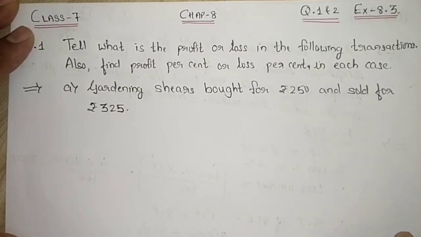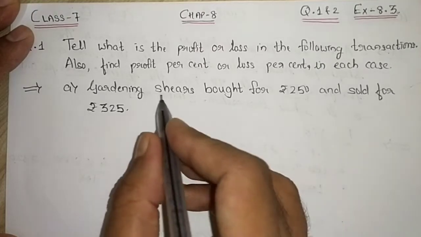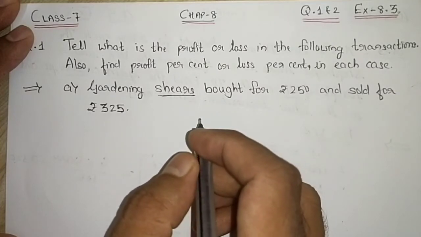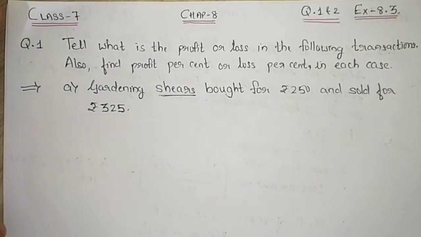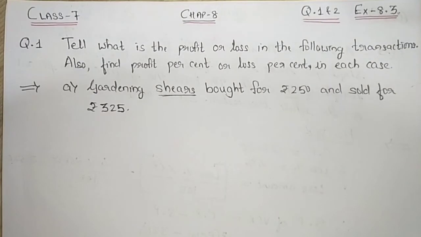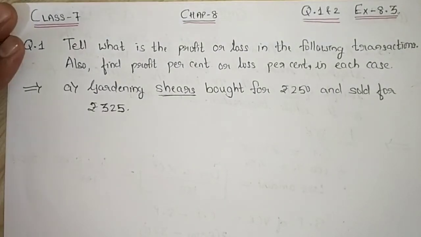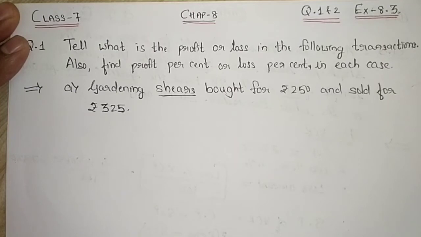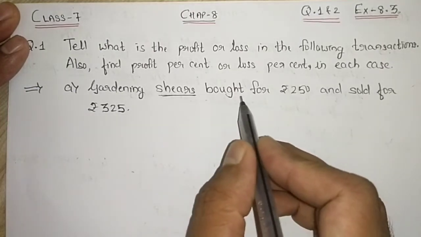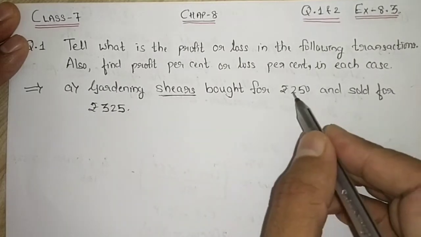So let us start. Part A says gardening shears bought for rupees 250 and sold for rupees 325. First of all, what is gardening shears? Gardening shears is like, if you have seen in the garden, a gardener must be carrying bigger scissors, big scissors with the help of which he cuts the plants to level the plants. That is called gardening shears. So he bought that gardening shear for rupees 250.